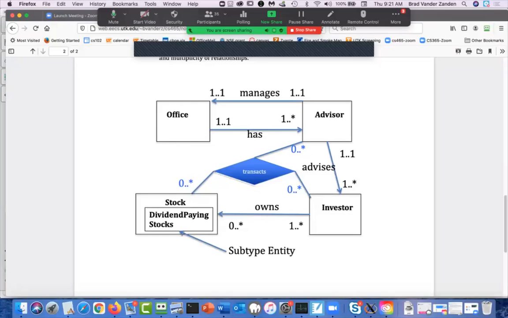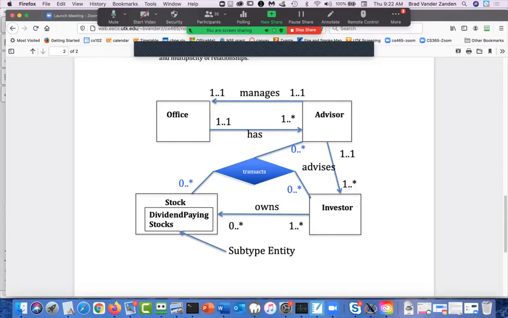Now, the reason transacts might be better is because it might be a purchase and it might be a sale. So it's actually not necessarily a purchase. So transacts is a bit better, more generic, encompassing the fact that it could be a purchase, it could be a sale, and so on and so forth.